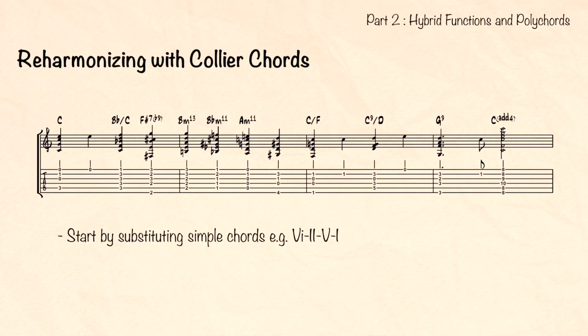Okay, so let's add these chords. First, I substituted the 6-2-5-1 in the last two bars with Collier chords. I couldn't find a chord I liked for the 6th or A minor 7, so I used a 1/4 instead. So now bar 2 needs to change to accommodate this new chord.